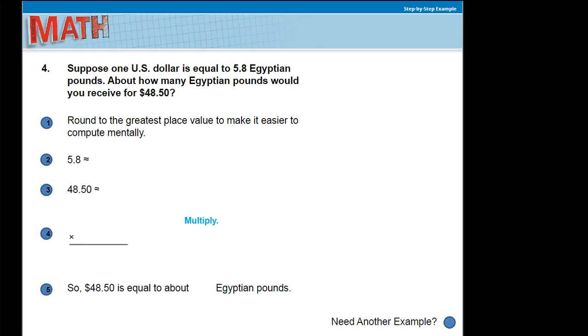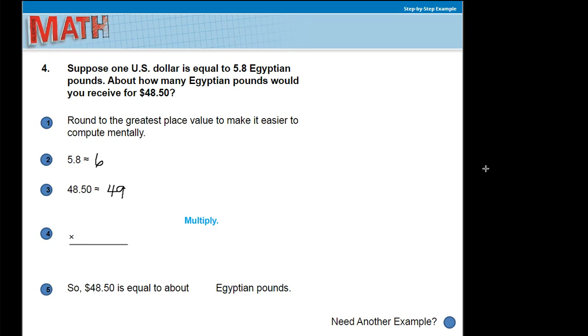All right, another example. So we have round to the greatest place value and easy to compute. So again, we have the $1 US is equal to 5.8 Egyptian pounds. About how many Egyptian pounds would you receive for 48.50? So again, we're going to round. So we have this is going to be 6, and this is going to be we could say 49.